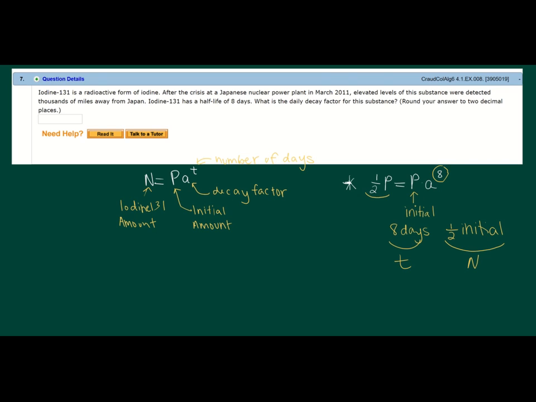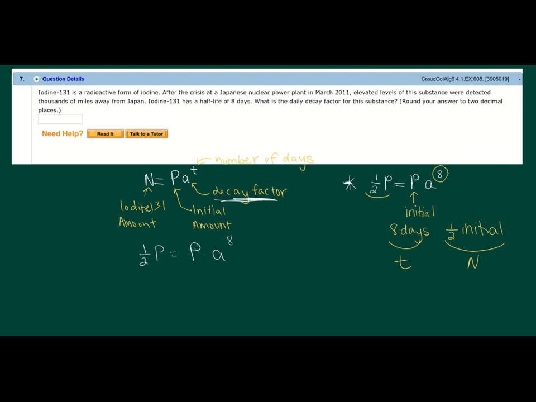Now, because we only have the crossing graphs method if we're trying to solve nonlinear equations, we have to get this down to where we only have one variable. Right? We need to get one variable in this equation. And what I'm going to do now is show you how you can do that for this problem. So we have 1/2 P, that's like 0.5 P, equals P times a to the 8. Now, the variable that I want left in the equation is a, because I'm looking for the decay factor. That's the whole point of this problem, to find that decay factor.